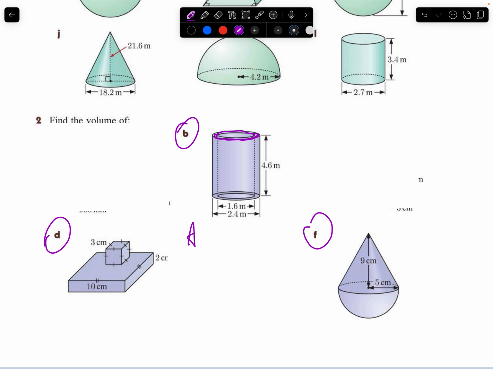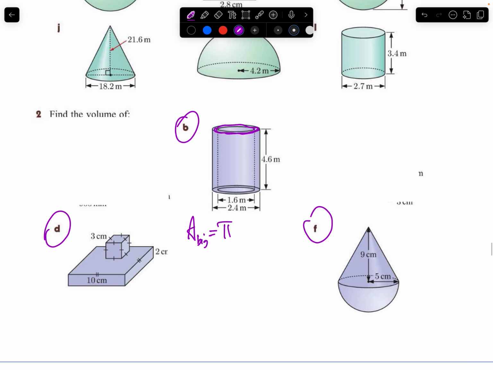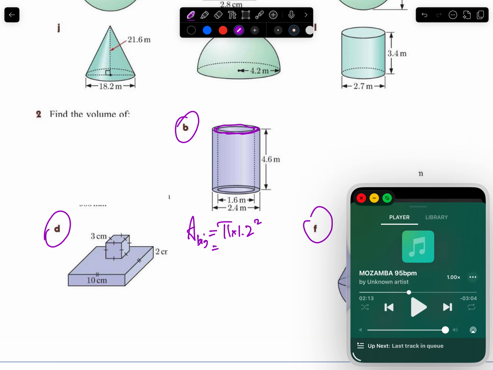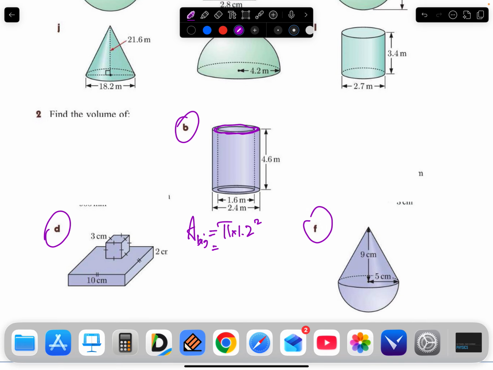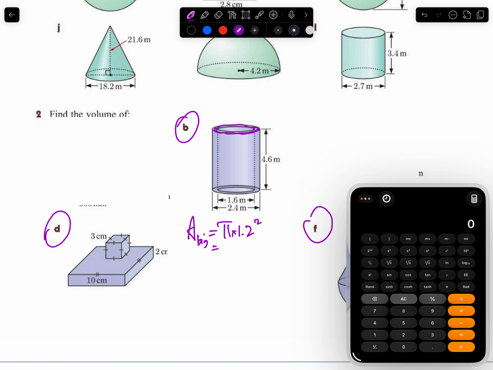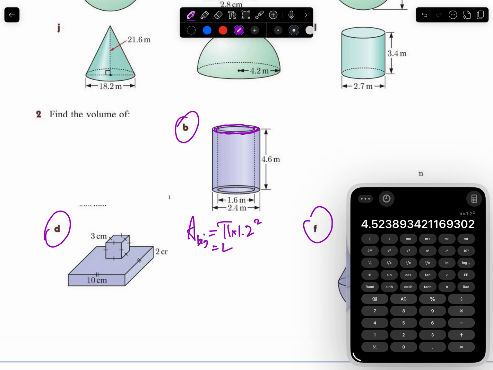Area of the big one, area big, equals 2.4 across, so it's going to be radius of 1.2. Pi times by 1.2 squared. I don't want the music, I want the calculator. Pi times 1.2 squared, 4.52 square meters.